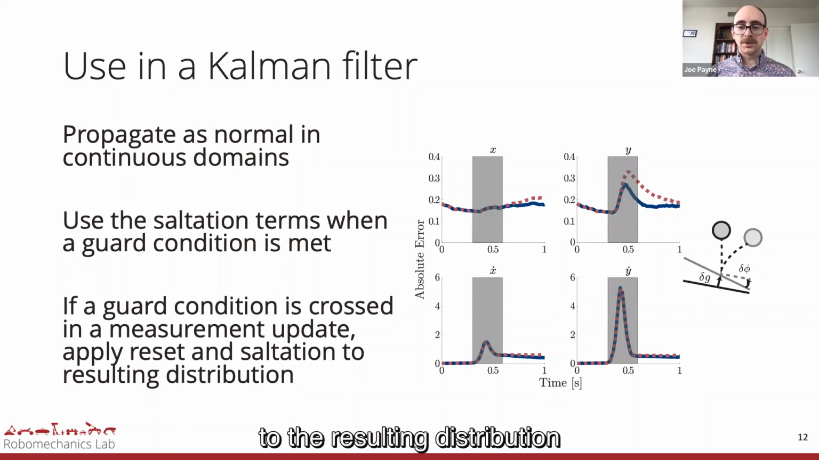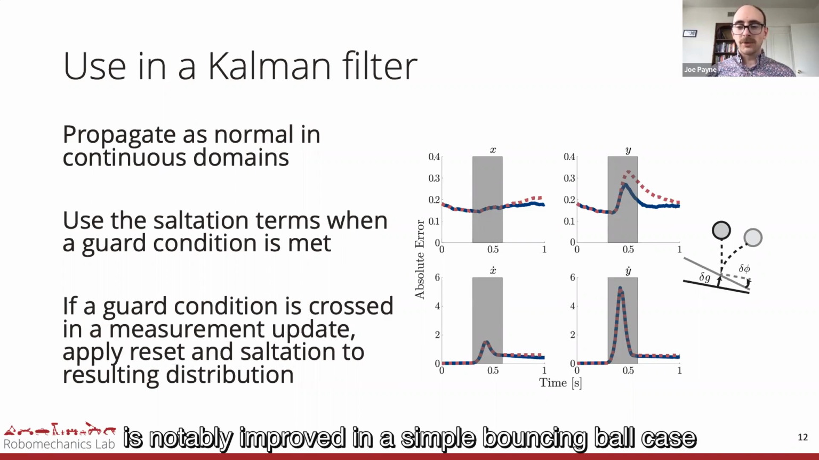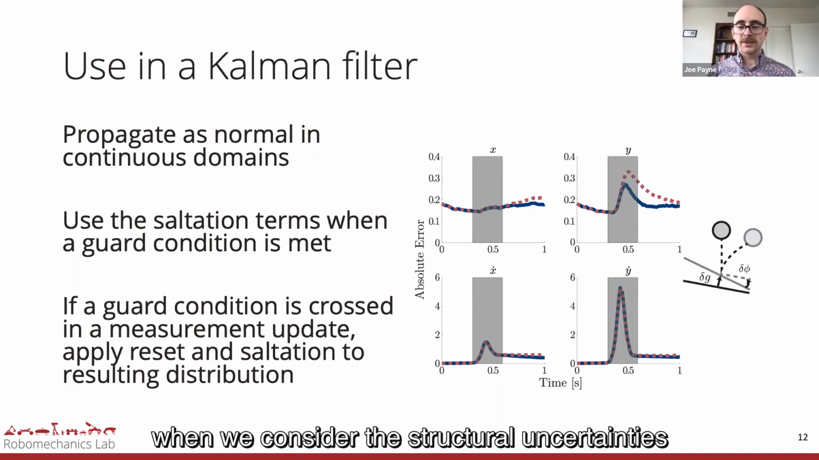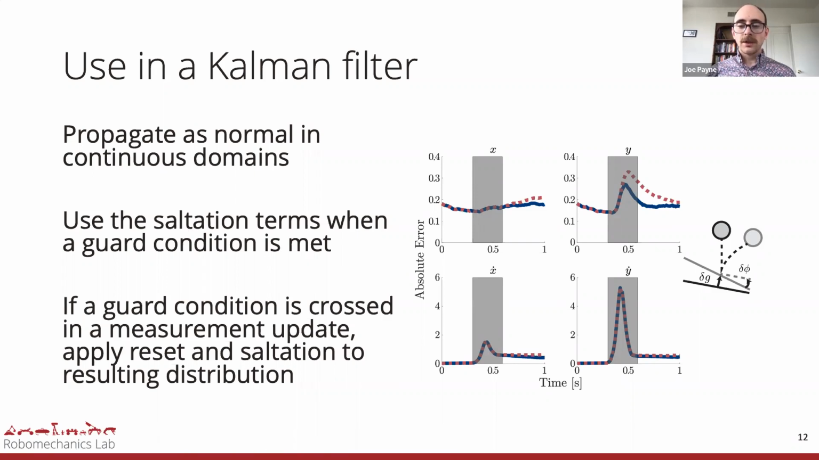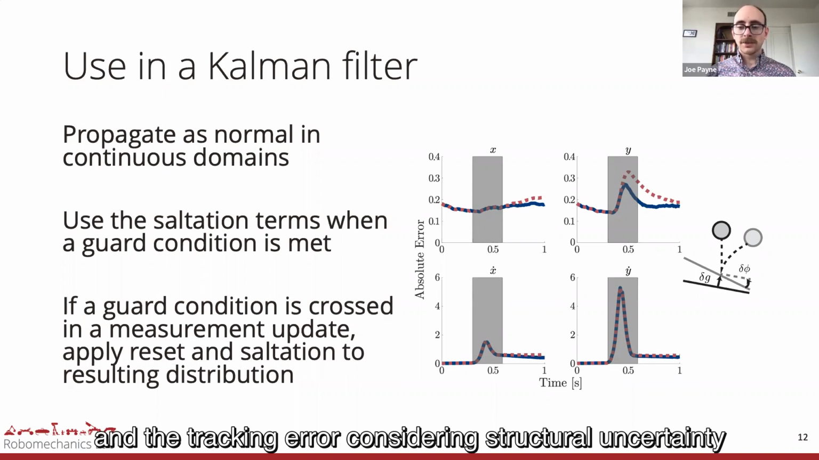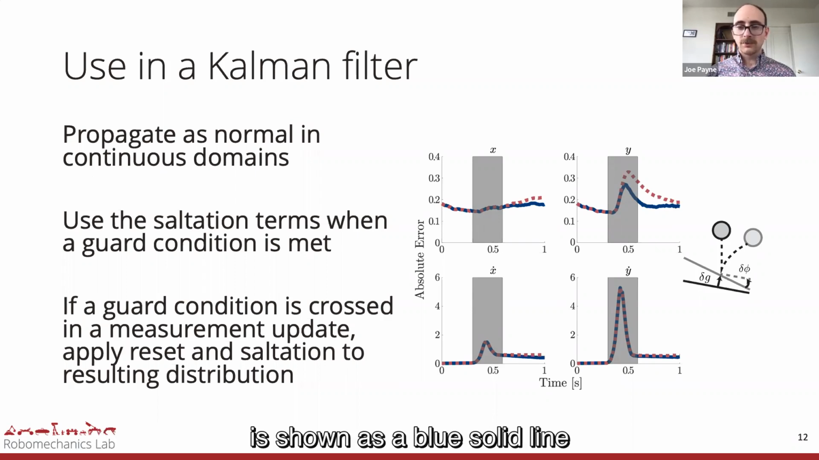Similarly, if a guard is crossed in a measurement update, the reset and saltation terms are applied to the resulting distribution. Here, we can see that the tracking error is notably improved in a simple bouncing ball case when we consider the structural uncertainties. The tracking error for the saltation matrix alone is shown as a red dashed line, and the tracking error considering structural uncertainty is shown as a blue solid line.